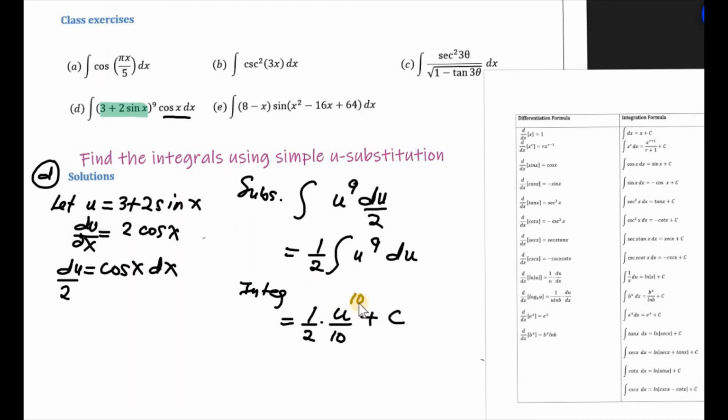And plus c. Don't leave your answer like this. Make sure that you replace. Check my work. So we have 1/20, 3 plus 2 sine x, power 10, plus c, for our final answer.